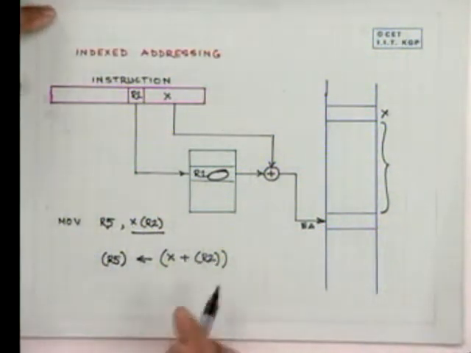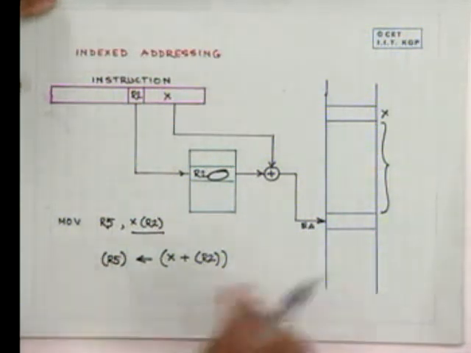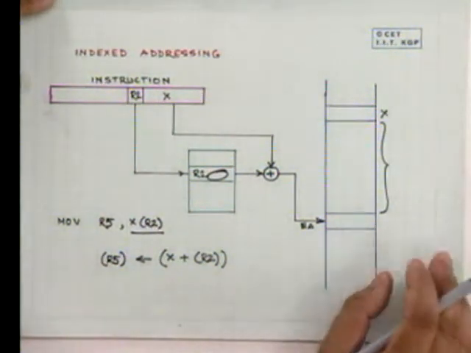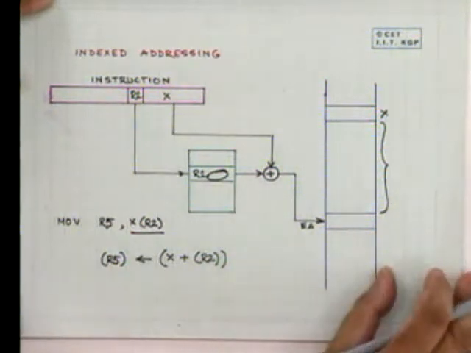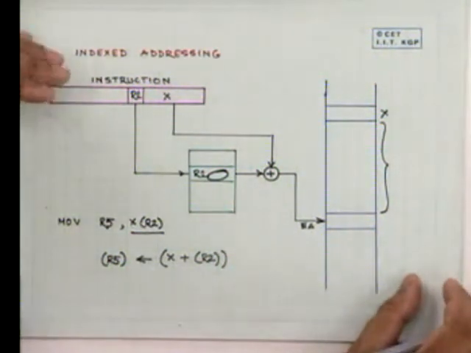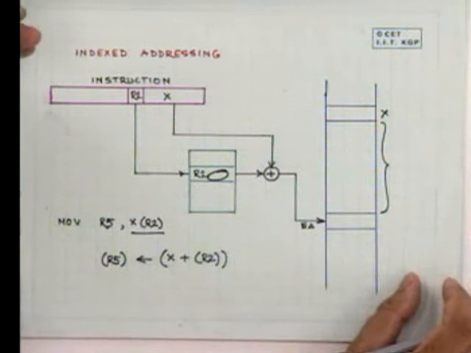Now, this indexing can be very fruitfully utilized when you are accessing sequential memory locations, right, memory locations that you want to access one after the other in terms of their displacement.